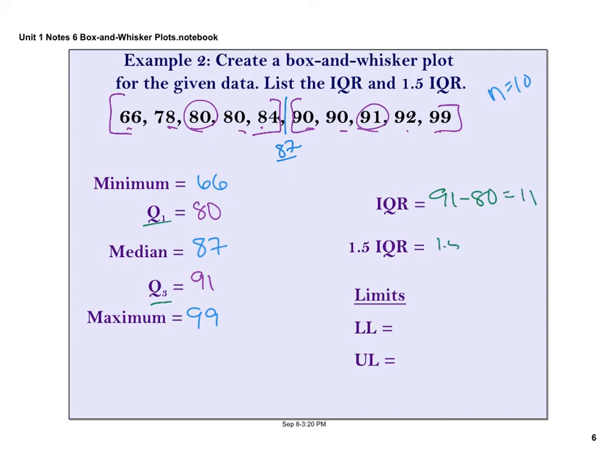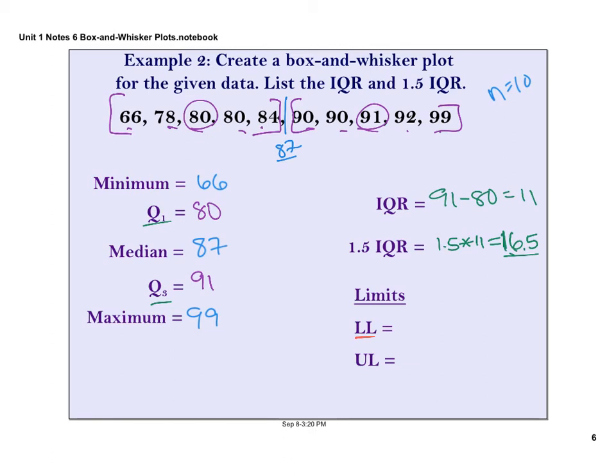1.5 IQR is 1.5 times 11, which is like 16 something. 11 times 1.5. Yep, 16 and a half. Perfect. So that's the distance I'm allowed to go outside of Q1 and Q3. So now let's find our limits.